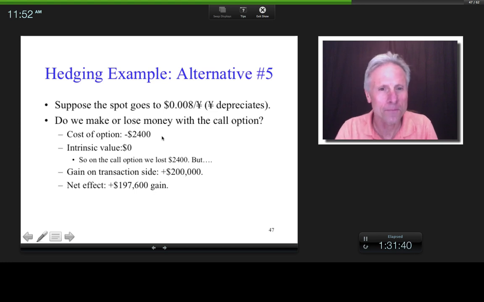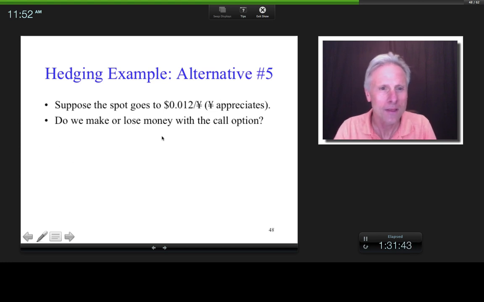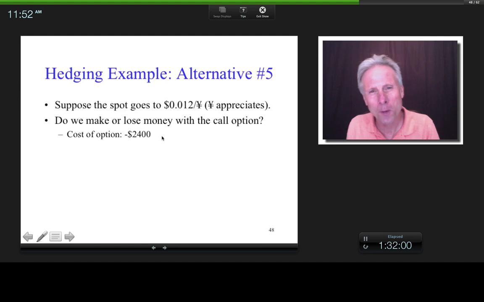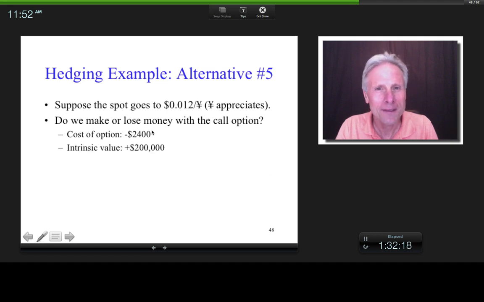So let's look at the yen appreciating now. Okay, so the spot goes to 0.012. Did you make money or lose money with the call option? Well, of course, you had to pay $2,400, right? But is there any intrinsic value? So the option is saying you have the right, but not the obligation, to only spend $0.01 to buy 100 million yen. Or you could go to the open market and spend 0.012. Now, does the option have intrinsic value? It does, right? As we calculated before, it would have $200,000 in intrinsic value.